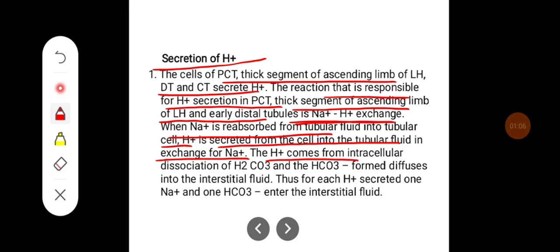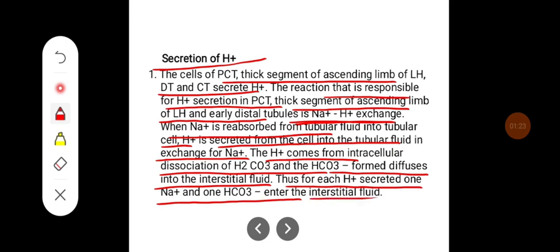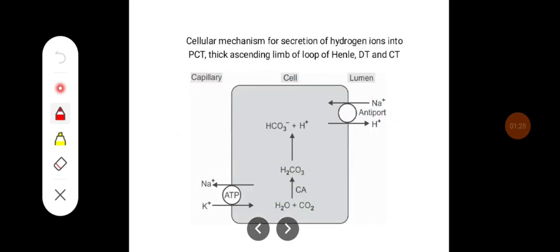The H+ ion comes from the intracellular dissociation of carbonic acid, and bicarbonate is formed that diffuses into the interstitial fluid. Thus, for each H+ secreted, one sodium and one bicarbonate enter into the interstitial fluid. So this is the cellular mechanism showing secretion of hydrogen ions in the PCT, thick ascending loop of Henle, DT and collecting duct, where you can see the H+ ion is secreted with the antiport of one sodium.